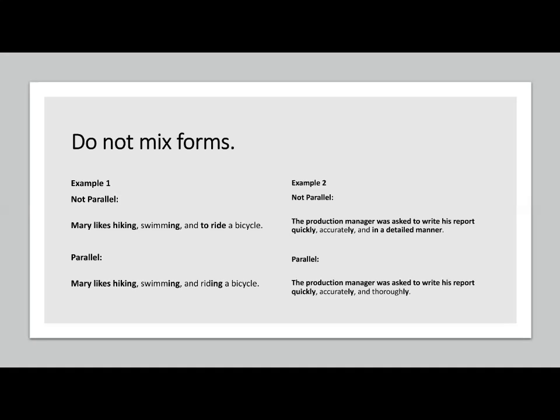Example two: the production manager was asked to write his report quickly, accurately, and in a detailed manner. Now let's look at the parallel version of it. The production manager was asked to write his report quickly, accurately, and thoroughly. Now you see how those three all ended in ly: quickly, accurately, thoroughly. Technically, a detailed manner is a good version of thoroughly, but if you've got a better way to throw that same form in there, then you might as well.